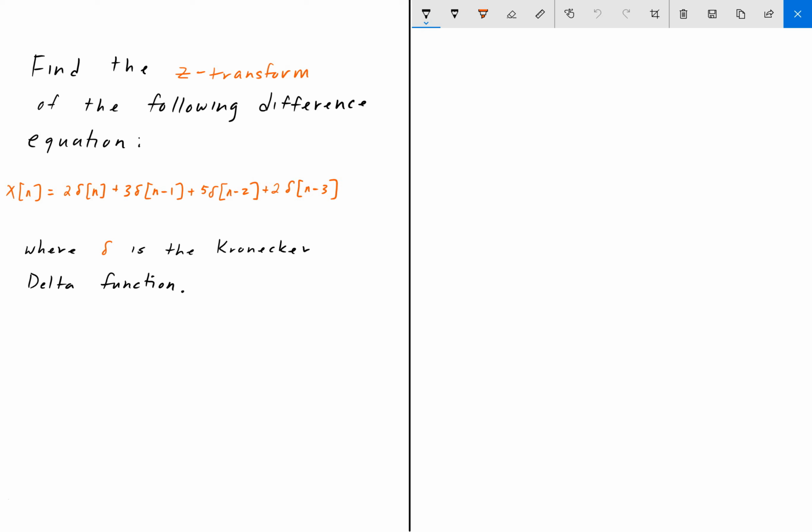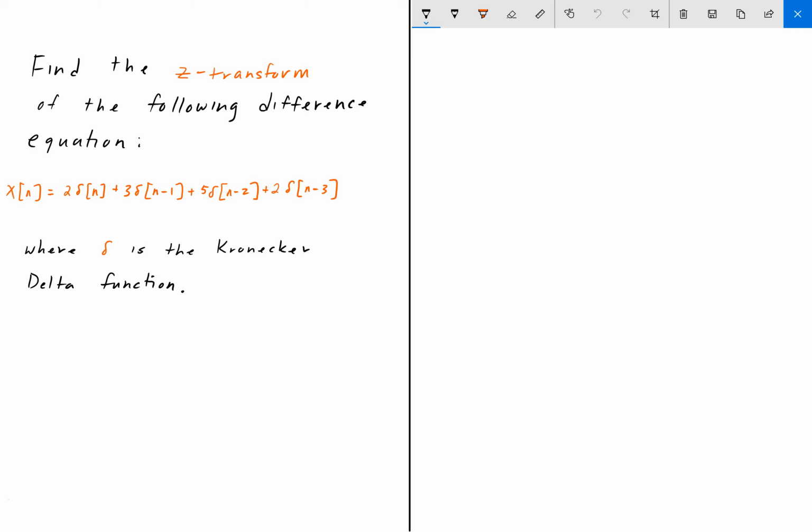For this next problem, we have our first z-transform problem. And here we're given the difference equation. x of n is this third order difference equation of Kronecker delta functions with different coefficients. And here we're asked to find the z-transform of this equation. So as always, pause the video, give it a shot, and we'll go over the answer in a bit.